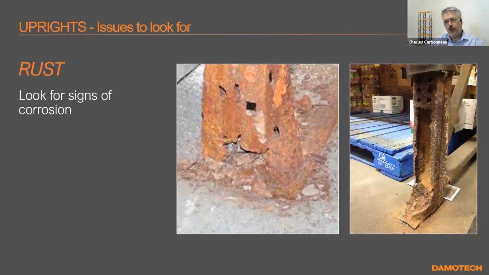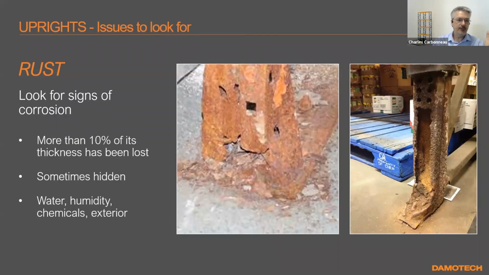Rust. So these 2 pictures are rather extreme. You got to watch for rust. Basically, what we say, if 10% of the thickness has been attacked, that's when you get into that gray zone, right? And if you're at 20%, well, it's time to act and repair or replace the upright.